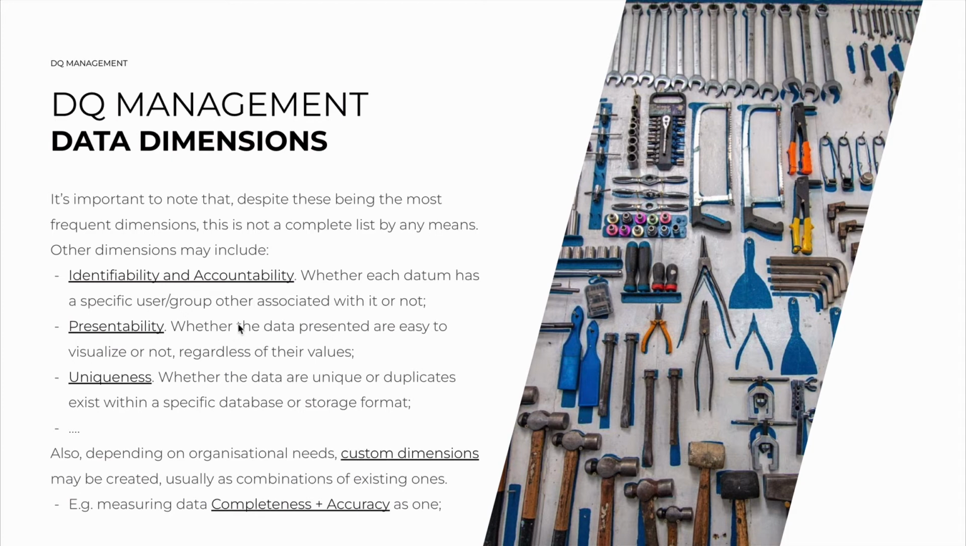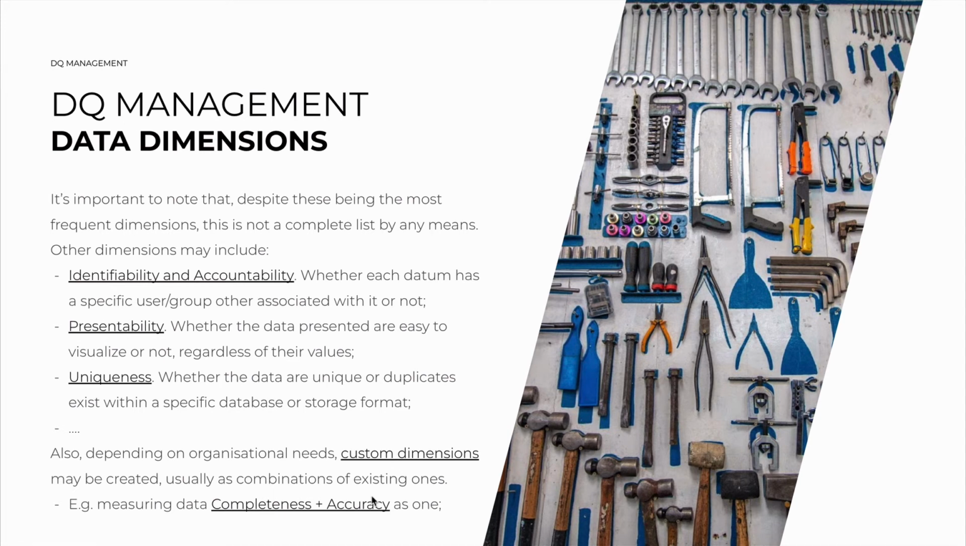So the information is complete and accurate, but it's not easy to visualize. Or for example, uniqueness, whether the data are unique or whether we have duplicates within a specific database or another storage format, and possibly others. Also note that depending on the organizational needs, you may create custom dimensions, which are usually a combination of existing ones. For example, you can measure data completeness and accuracy as one.